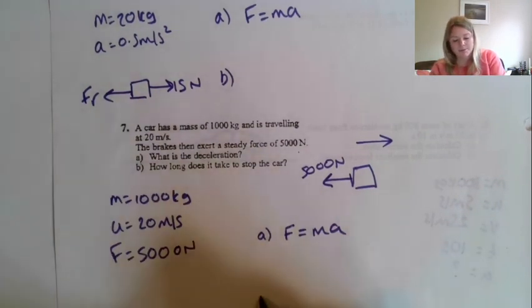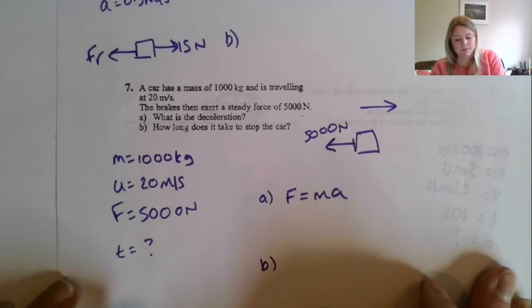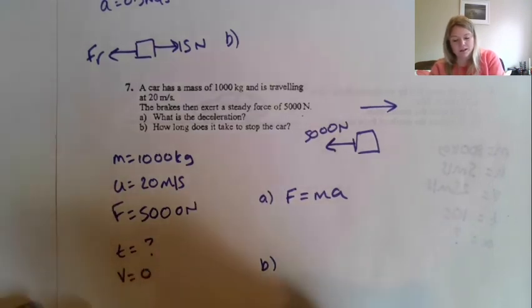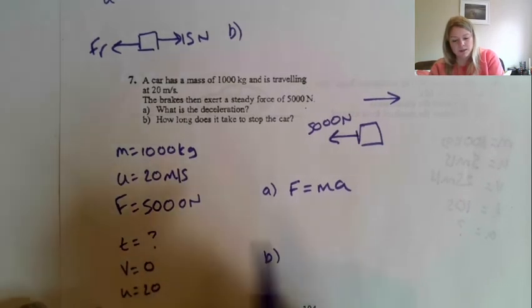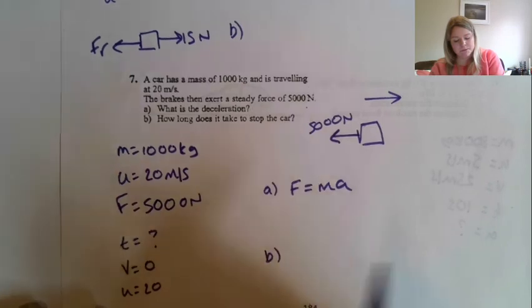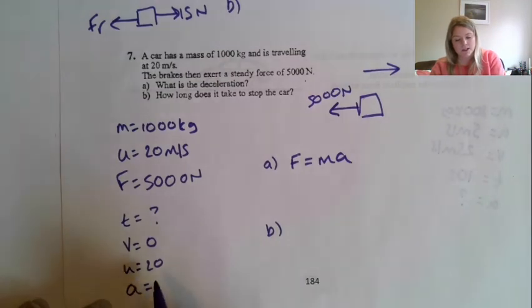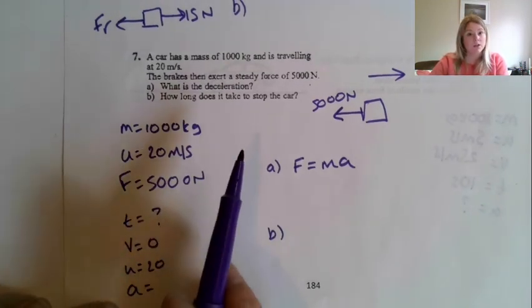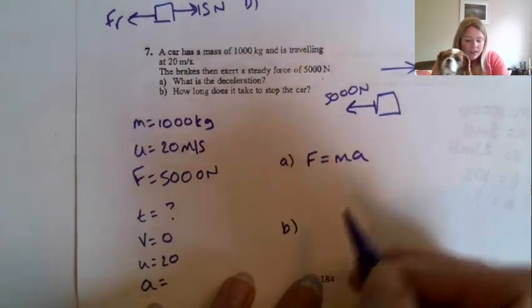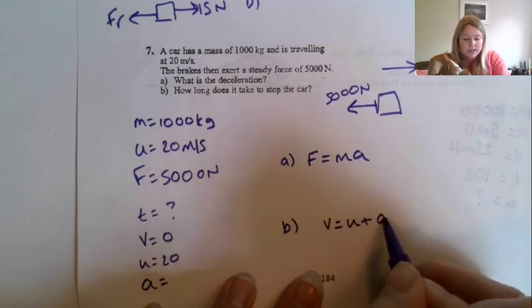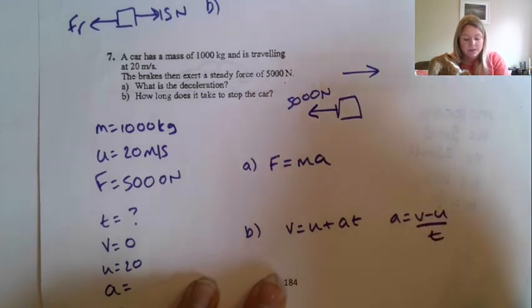Now, part B then asks how long does it take to stop the car. So it's asking for the time. If it's stopping, the final velocity is 0. We have the initial velocity as 20. I'll list it down here with it. So u is 20. We will have just figured out the acceleration in part A. So we'll be able to use a equals v minus u over t to figure out how long that took. You might actually find using the v equals u plus at version of that easier to solve for t, but you can use a equals v minus u over t, either one.